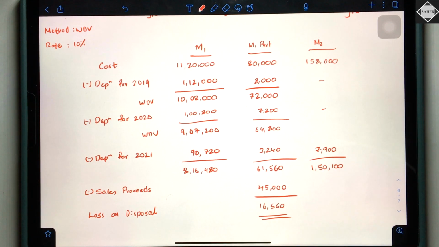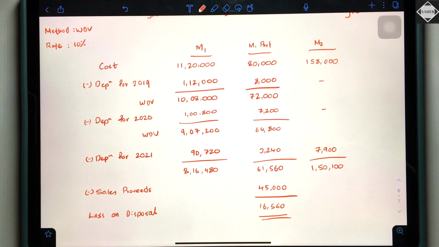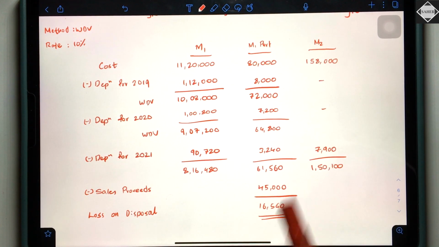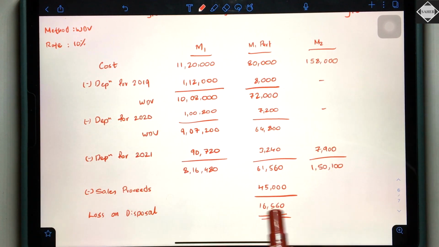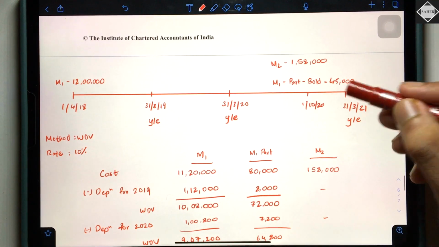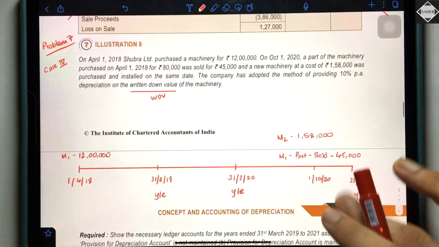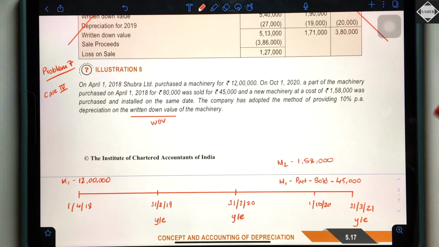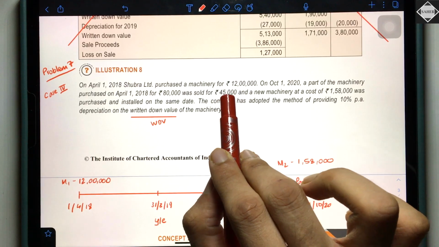So how it will happen? Really simple. See, 61,560 is what? This is the WDV on the date of sale. So just compare this with the sale proceeds. Sale proceeds are 45,000. See here in the timeline, M1 part has been sold for 45,000, isn't it? Let me just show you the question. Yeah, 80,000 was sold for 45,000, right? So 45,000 is the sale proceeds.